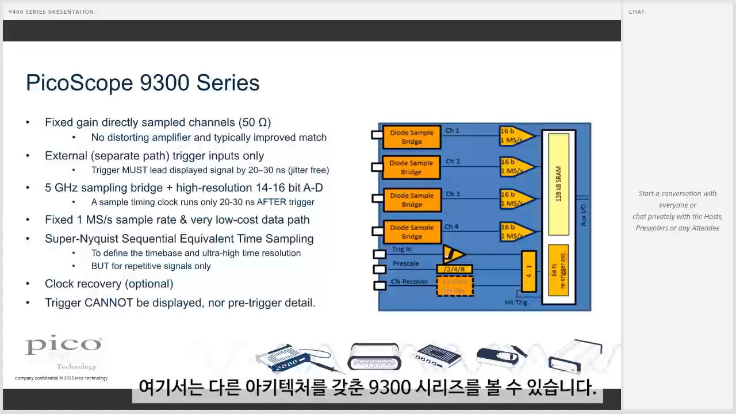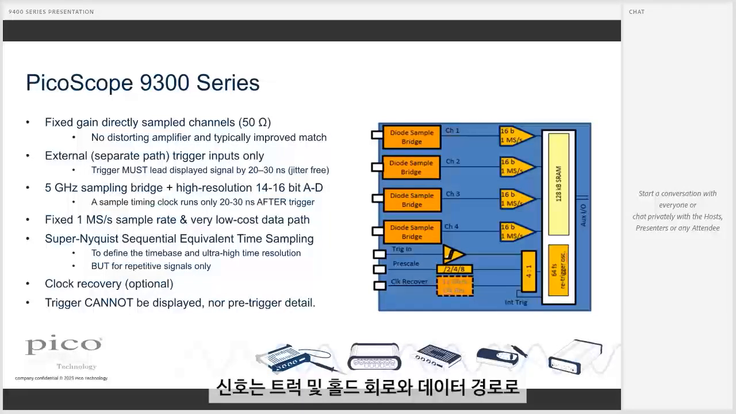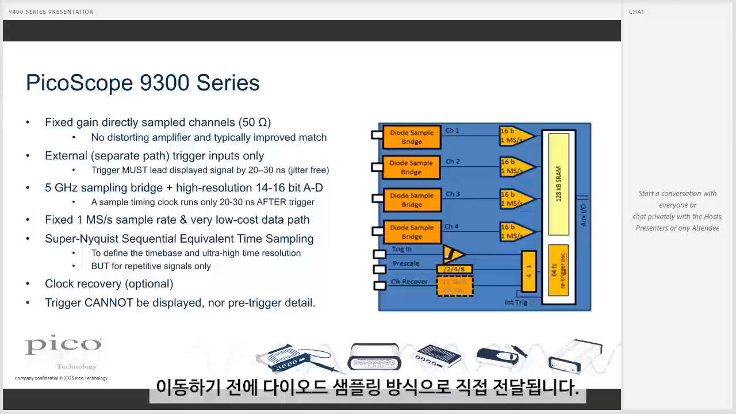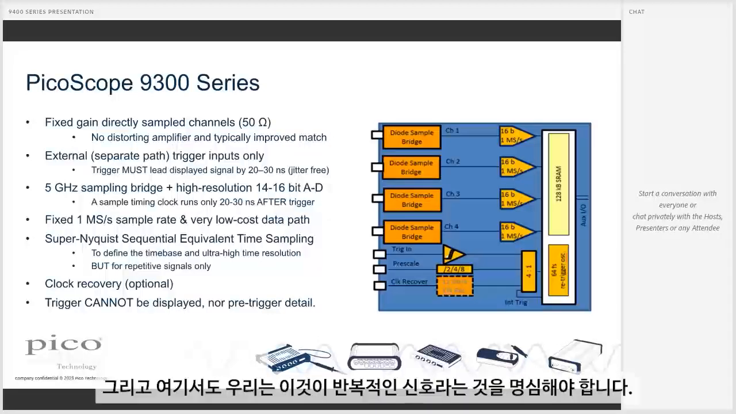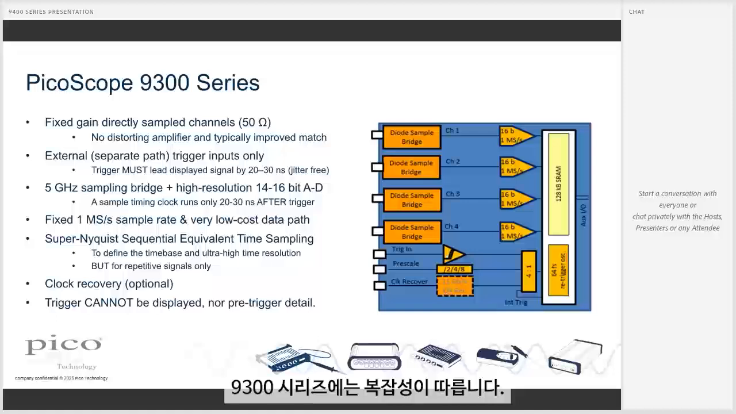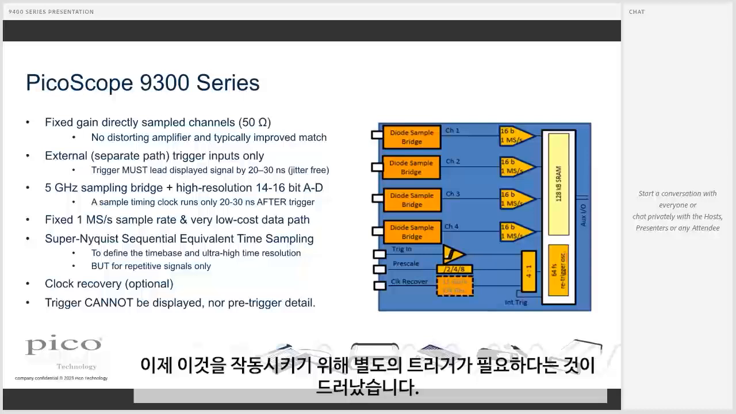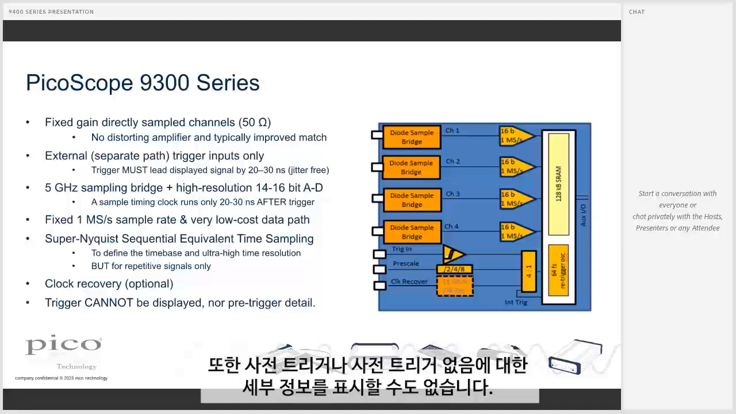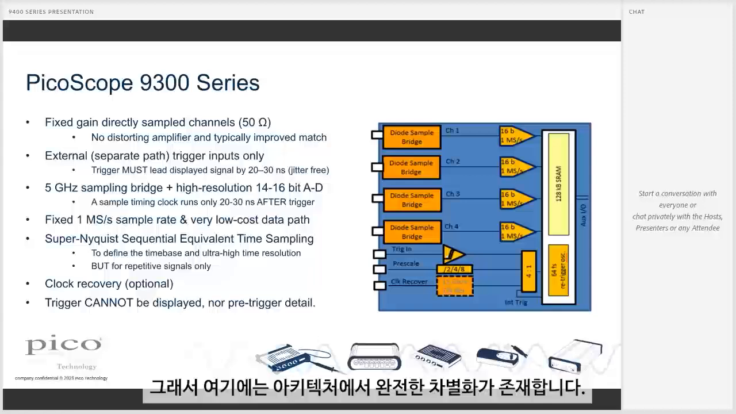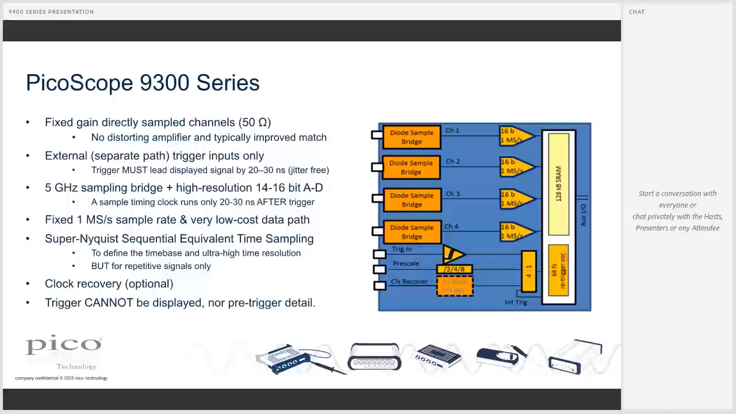Here we can see the 9300 series, which has a different architecture. The signals are going straight into a diode sampling bridge before going on to the track and hold circuits and the data paths. And again here, we need to bear in mind that this is repetitive signals. The complexity comes with the 9300 series, our sampling scopes, that we do need a separate trigger for this to operate. And you cannot display a pre-trigger or no pre-trigger detail either. So there is a complete differentiation here in the architecture.